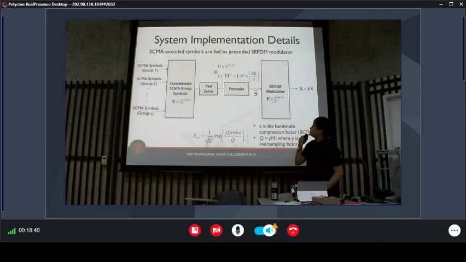Okay. And then next, we will feed the output of the zero padding block to the precoder, and the objective of the precoder is to perform a matrix vector operation.